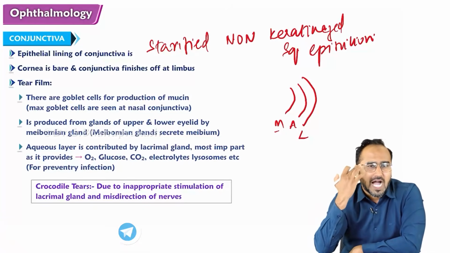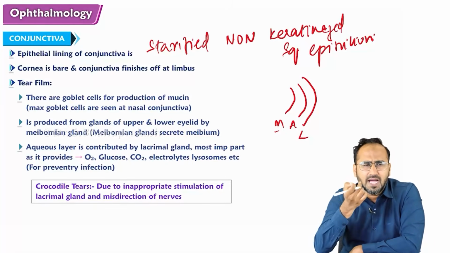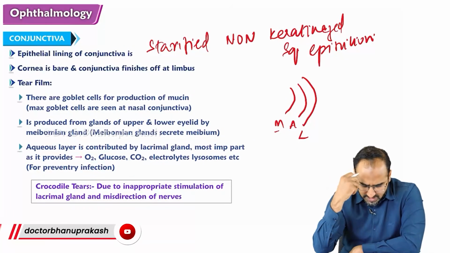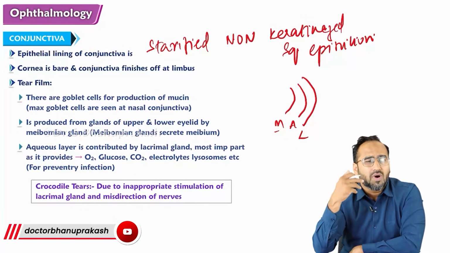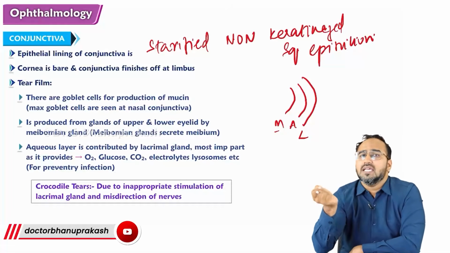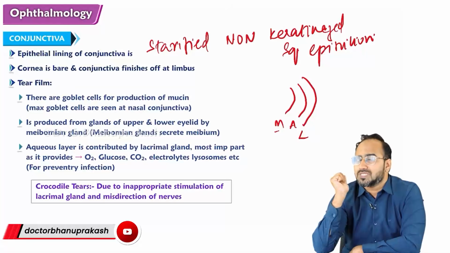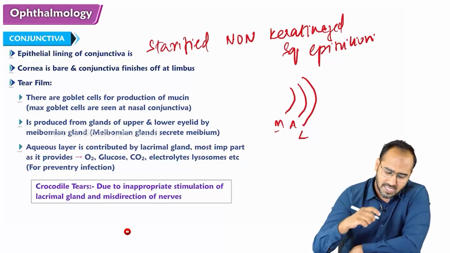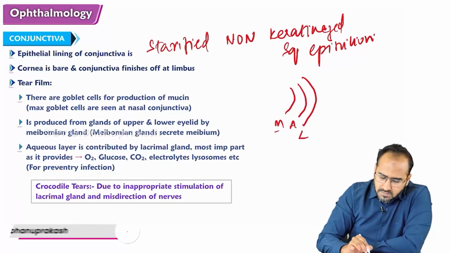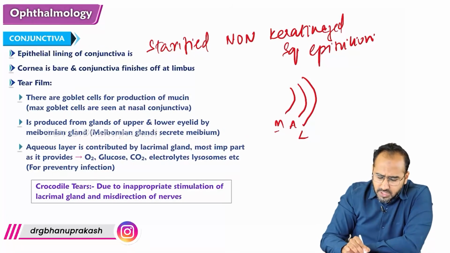Now remember, I have a bit of tear in my eye. But when I look down, is the tear falling? No. Why does the tear not fall? Because the goblet cell produces mucin, and the function of this mucin layer is to stabilize the tear inside the eye. So we are talking about the tear film. The goblet cells are here for the production of mucin.